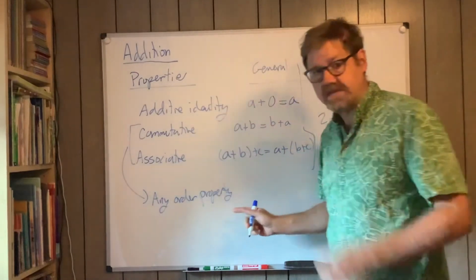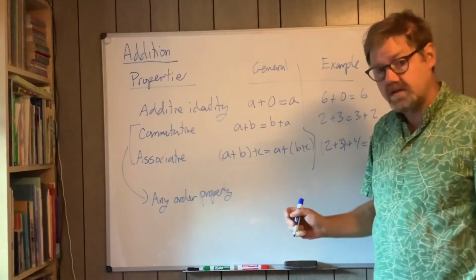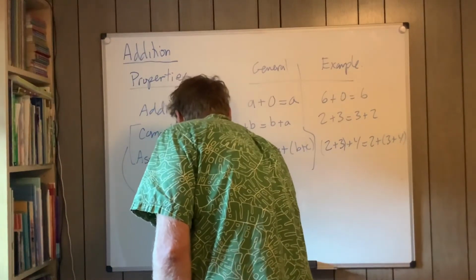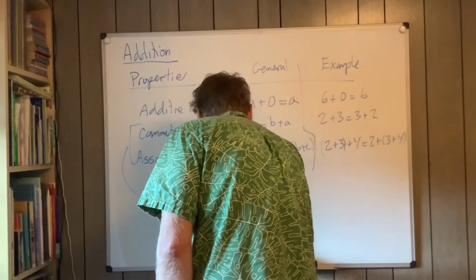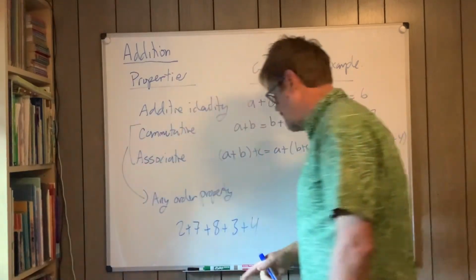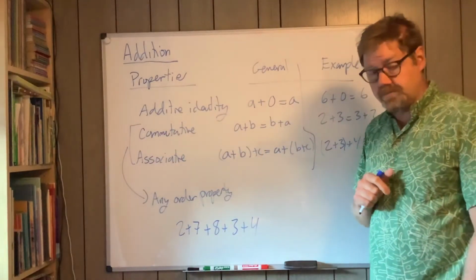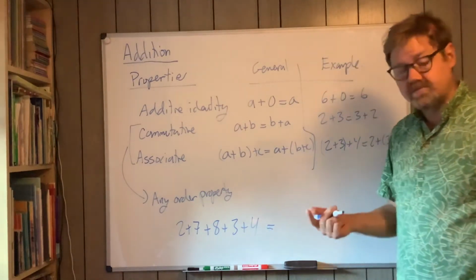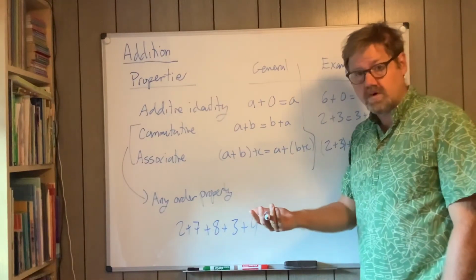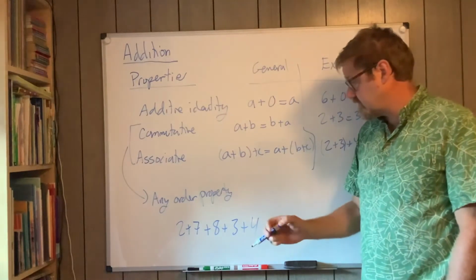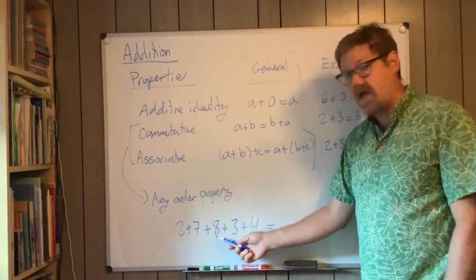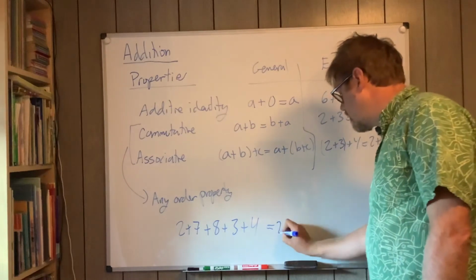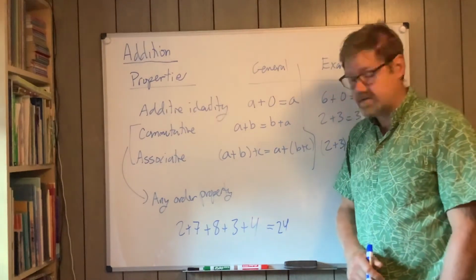So these last two are often talked about as the any order property. So, if I have 2 plus 7 plus 8 plus 3 plus 4, I have 5 numbers. It doesn't really matter the order that I add them in. This is really helpful. We're going to talk a little bit more about mental math here. But if I notice, I'm going to grab the 2 and the 8 first, which makes 10, the 3 and the 7, which makes 10, and then add 4 to that to get 24.